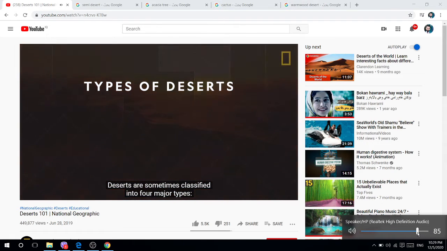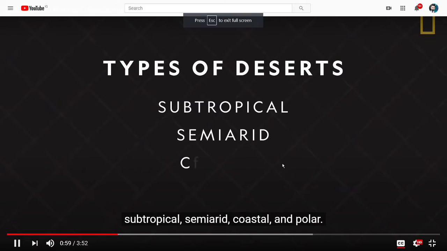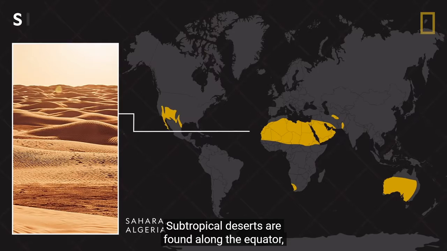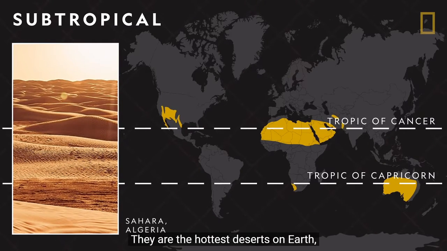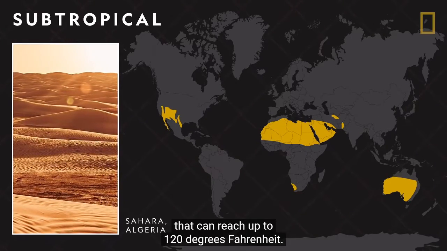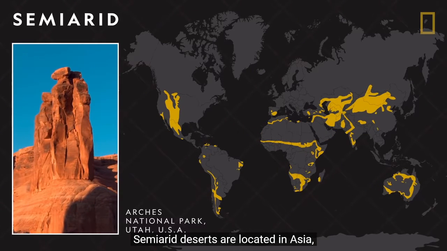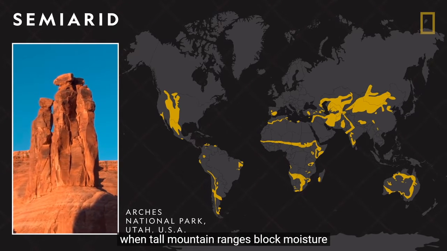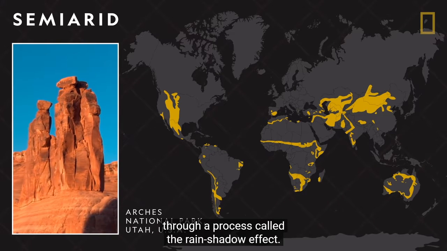Deserts are sometimes classified into 4 major types: subtropical, semi-arid, coastal, and polar. Subtropical deserts are found along the equator in the Tropic of Cancer and the Tropic of Capricorn. They are the hottest deserts on Earth, with daytime temperatures that can reach up to 120 degrees Fahrenheit. Semi-arid deserts are located in Asia, Europe, and North America. These cold winter deserts often form when tall mountain ranges block moisture through a process called the rain shadow effect.